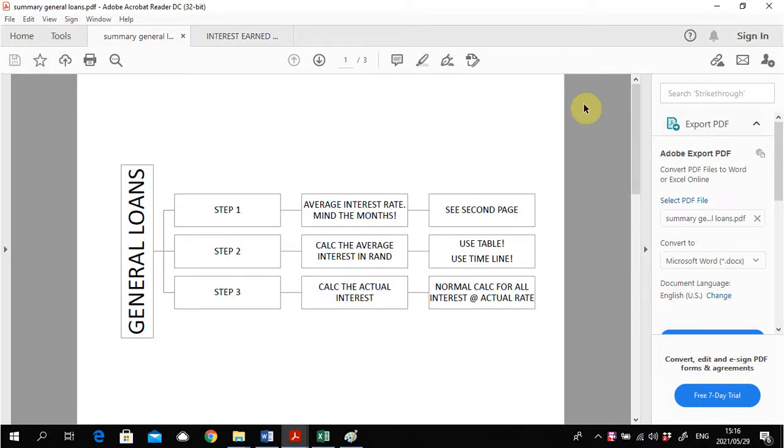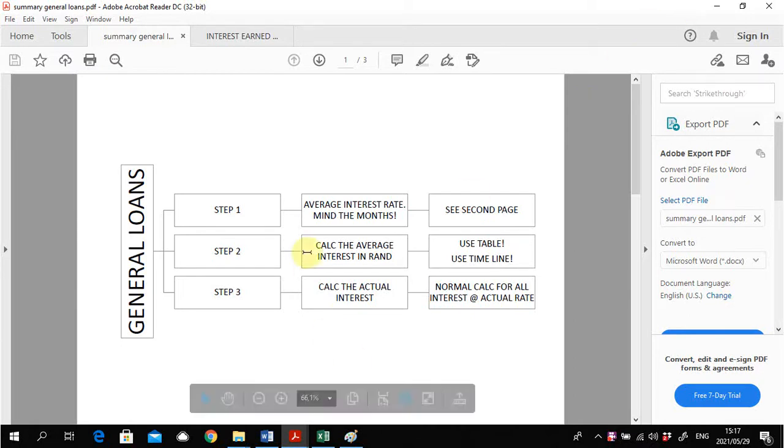I have uploaded for you a summary on general loans where I talk about the 3 steps as I explain them in the slides as well. But I've just made a summary and then some additional important notes that you may find useful when you are busy calculating borrow cost. So when we calculate general loans, there are 3 steps that need to be followed.